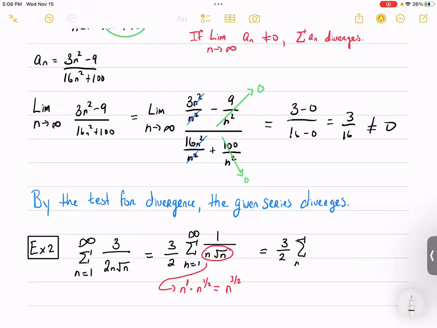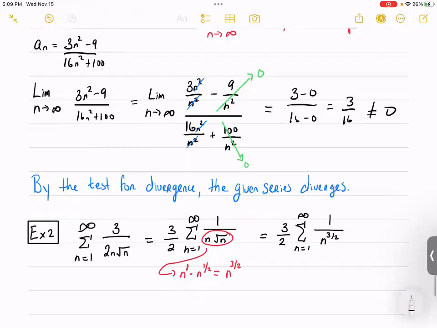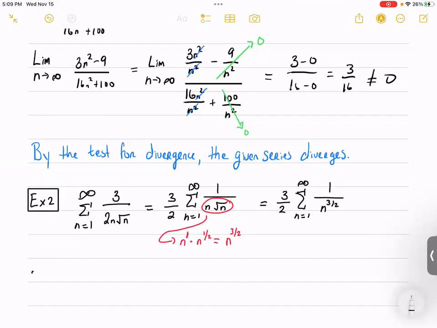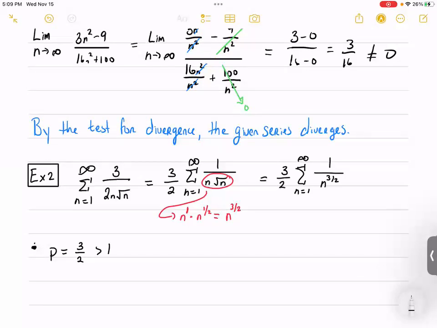Now, what does this resemble or look like? This looks like a p-series, right? So what will be your value of p? That's right. So in this problem, we have that p is equal to 3 over 2. Now, 3 over 2, is it bigger than 1 or less than or equal to 1? It's strictly bigger than 1. So if p is greater than 1, by the p-series test, will it converge or diverge? It converges, right? So what we have here is that by the p-series test, the given series converges.